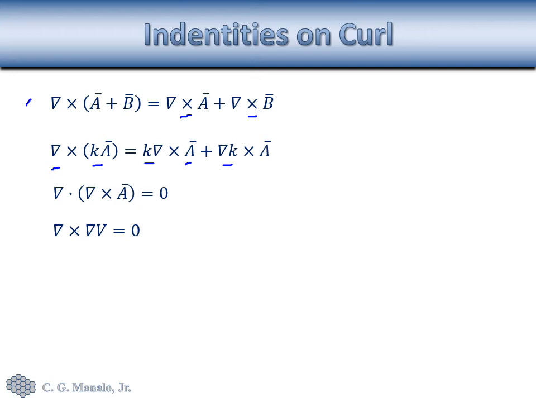Another identity is this one: the divergence of the curl of A is zero. And the last one is that the curl of the gradient of V is also zero.